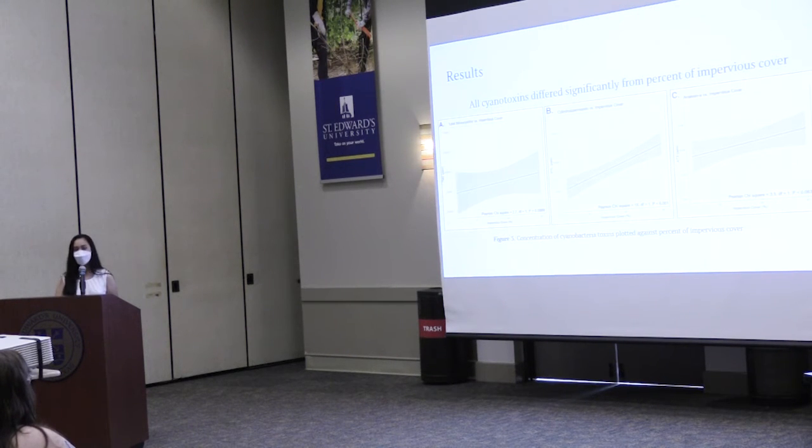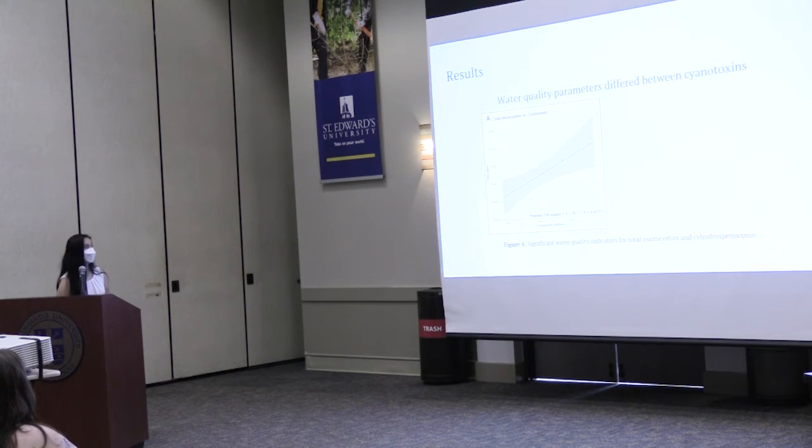And with impervious cover, it collects rainwater because the rainwater isn't able to filtrate into the ground. So when rainwater isn't able to filtrate, it collects any chemicals, any animal waste, any fertilizer, and it ends up in our streams, causing major flooding. That might be a reason why we saw more concentrations as impervious cover increased.